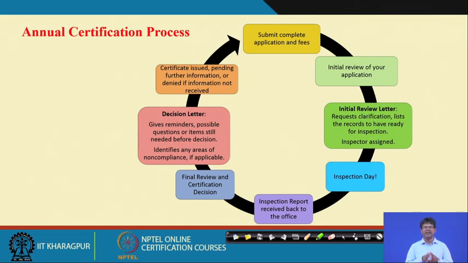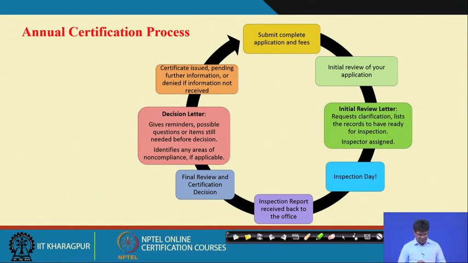That means you need to apply for organic certification. Submit the complete application and the fees for the organic certification to the certification body. There will be an initial review of your application. After the review, an initial review letter comes, requesting any clarifications or listing the records to have ready for inspections when the team visits. Then the inspector is assigned for your farm, and the date is fixed for the inspection day.